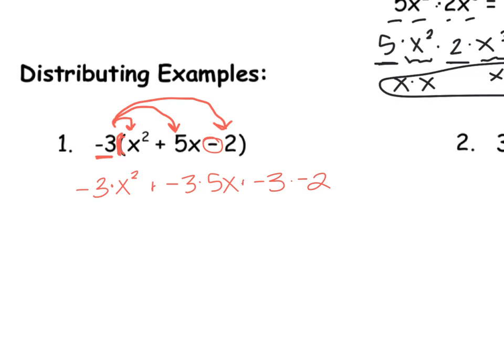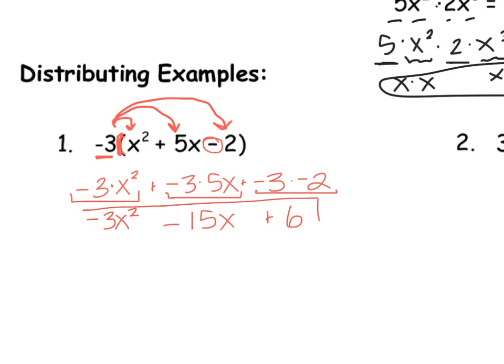So I like to do a little plus sign right there. Remember that a negative times a negative is a positive, so I'm going to end up adding 6. Remember, -3 times x squared is just -3x squared. -3 times 5x gives us -15x, and then a negative times a negative gives us plus 6. So our final simplified polynomial is -3x squared minus 15x plus 6. And that would be a quadratic, or second degree, 3-term polynomial.